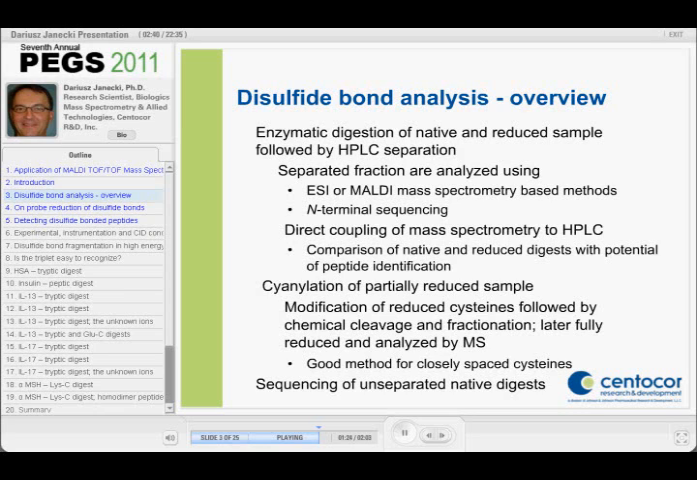So you have to do modification of the reduced cysteine in a partially reduced sample, followed by chemical cleavage at high pH and fractionation of that sample, and then analyzing each of the fractions that you obtain by mass spectrometer. So as I said, sometimes you just cannot do this otherwise, but in many cases, as I will show, you can do the sequencing of the unseparated native digests, and you can obtain your information on the disulfide bond network pretty quickly.